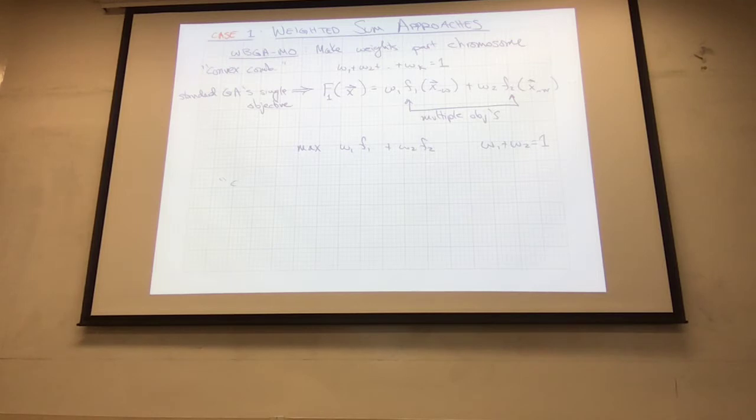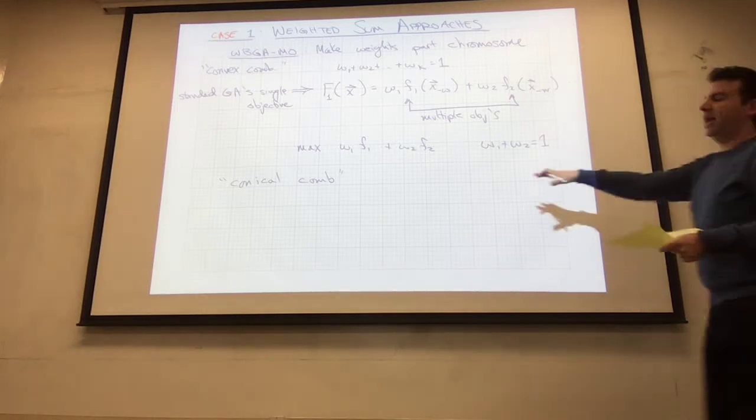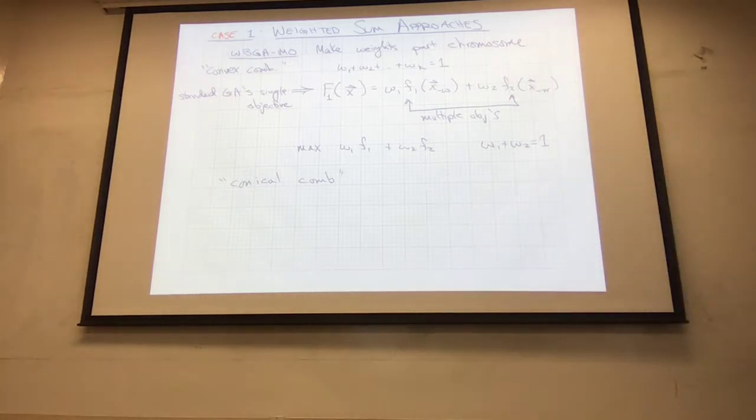But the term conical combination means a linear combination with positive weights. So if I have W1 X1 plus WK XK, and all the Wj are greater than or equal to 0, that's a so-called conical combination.